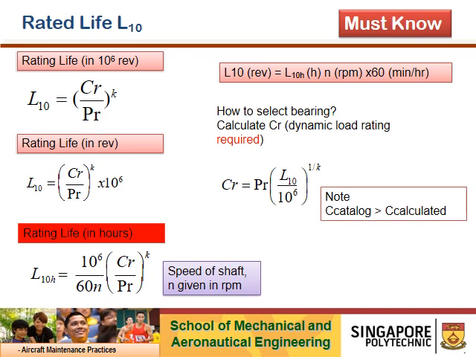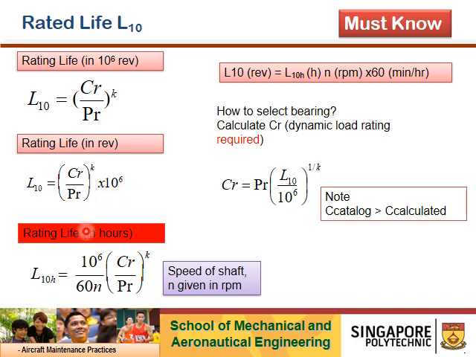All right. So given to that will be L10 is equal to (CR over PR) to the power of K. That's a rating life in 10 to the power of 6 revolutions, million. So rating life in revolution, right? Per revolution would be L10. You just multiply by a million. So yeah.